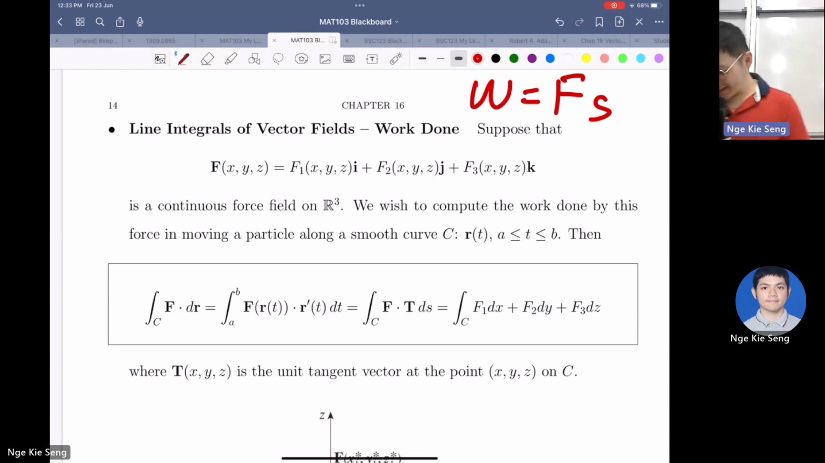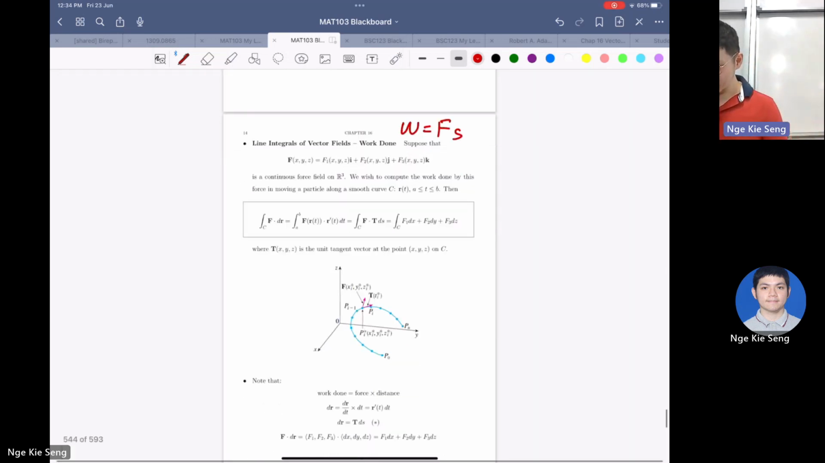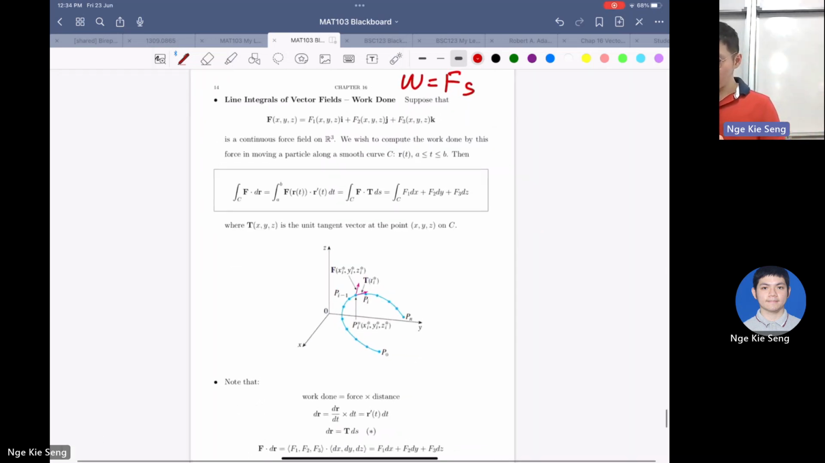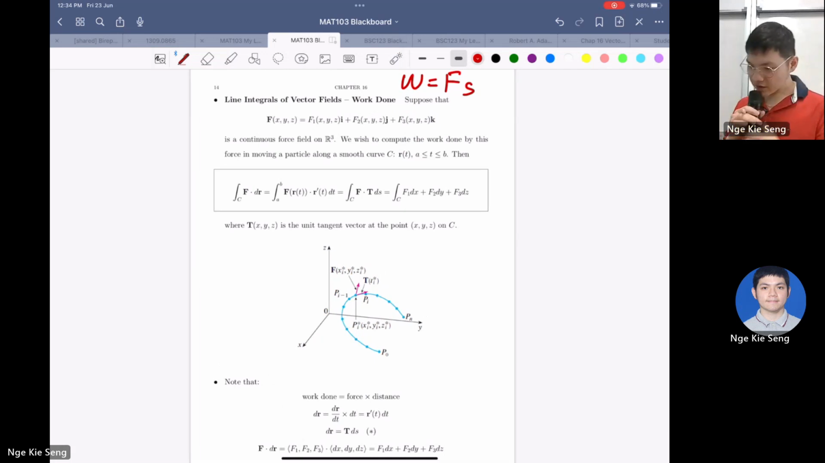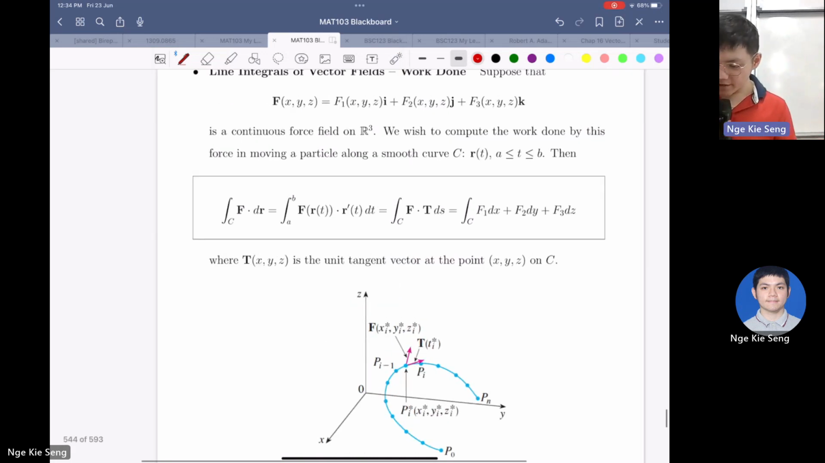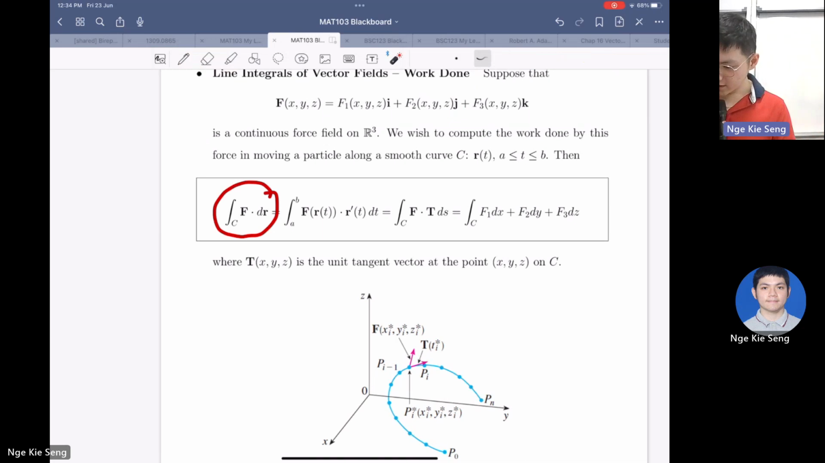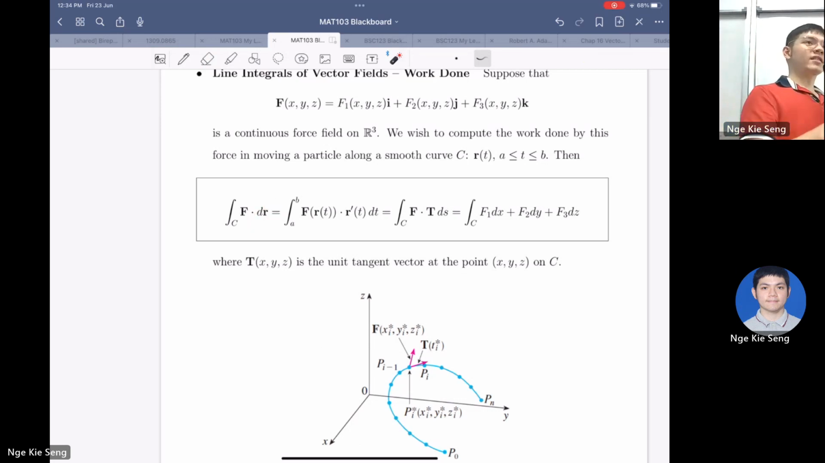Maybe okay, let's show a little bit. Maybe it's helpful for you to see why we compute like that. So by definition, this is the value we want to compute. So integrate the force, this vector function, with respect to vector. We integrate a vector field with respect to a vector function.